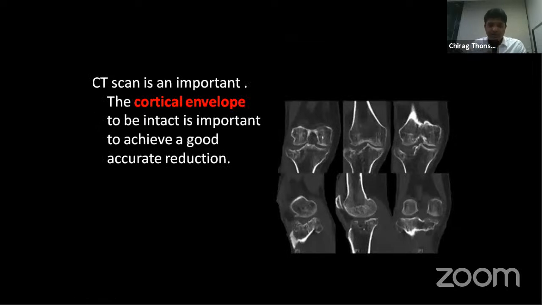Now, what's important? The most important thing in this kind of patient selection is to have a good cortical envelope. As we can see here, this fracture is a type 3 fracture with a good cortical envelope. It's very important that the integrity of the cortical envelope is intact. What happens if it's not intact?